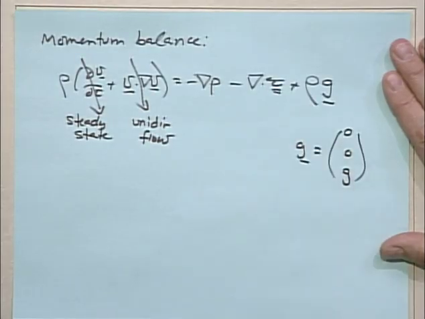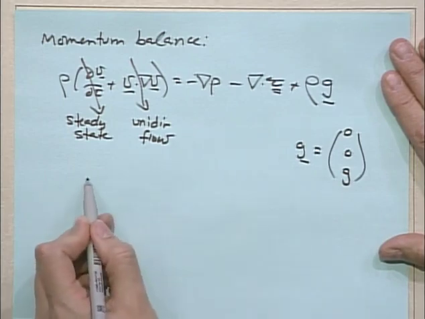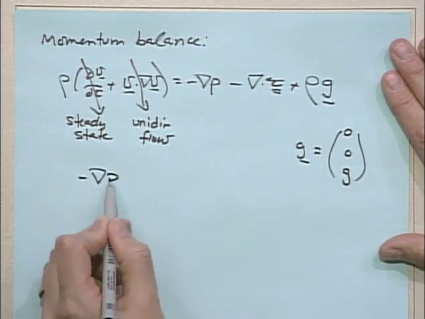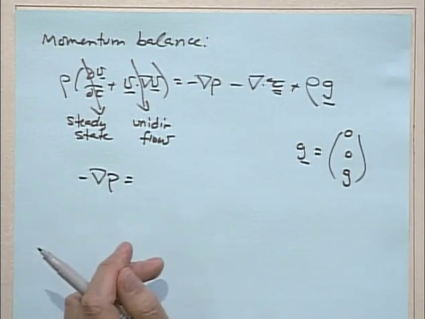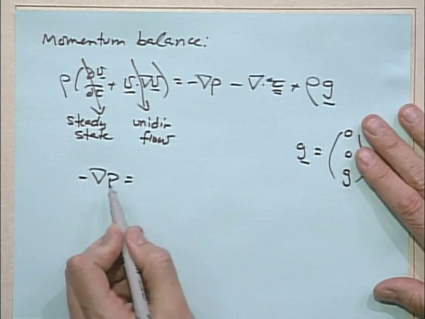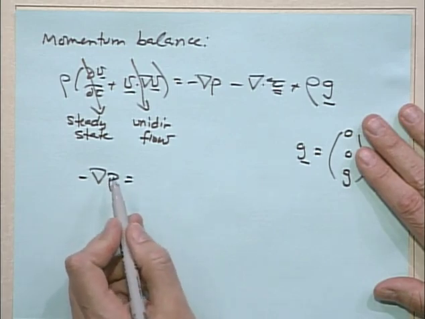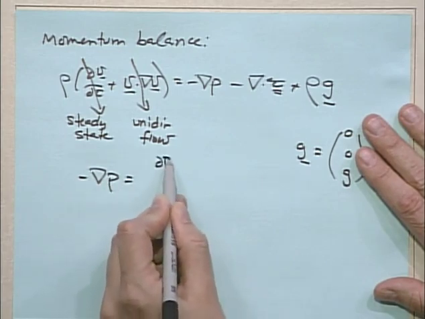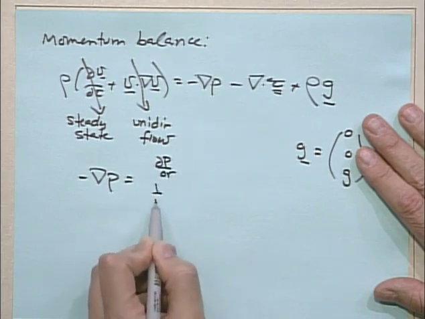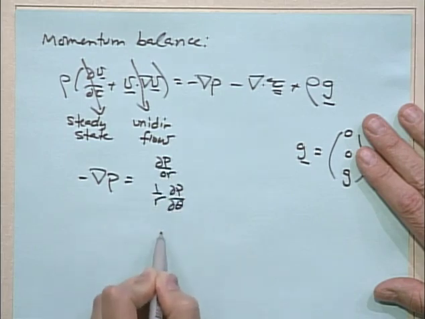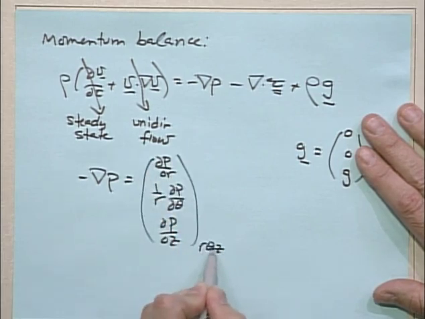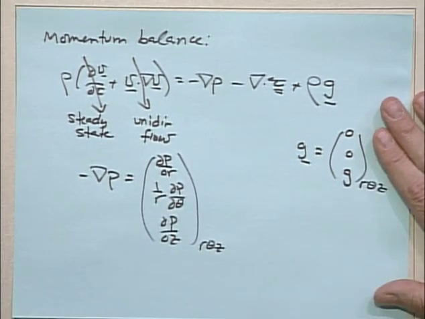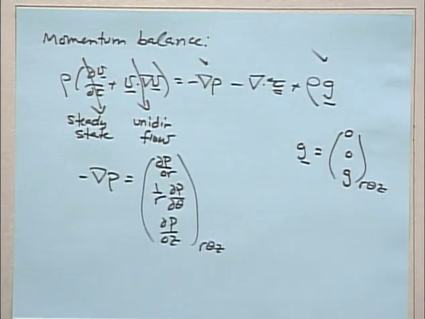So we've got one term done. The minus grad p term, we have to look up from the table. The only special part about the cylindrical coordinates is a 1 over r term. So this is dp dr, 1 over r dp d theta, and dp dz. So that comes from the textbook also. So these two terms are identified, and we now just need del dot tau.